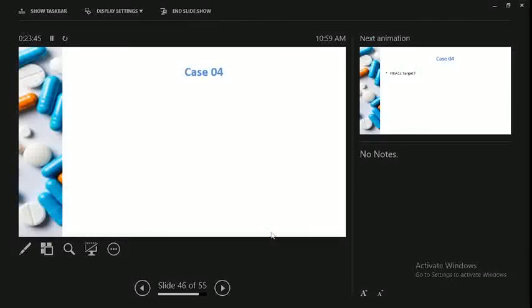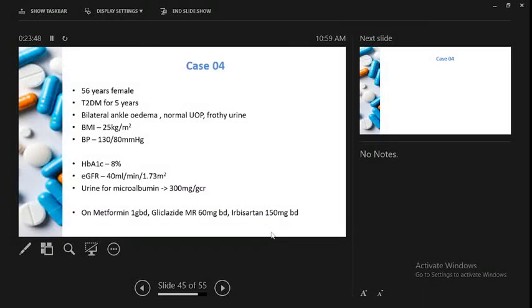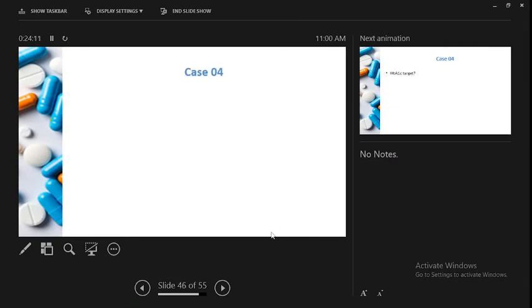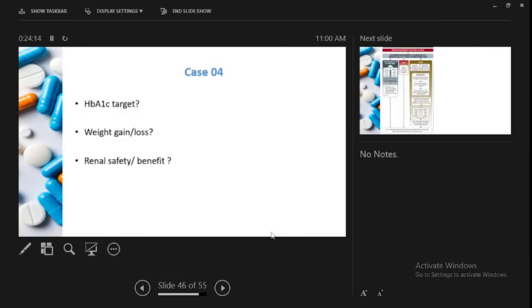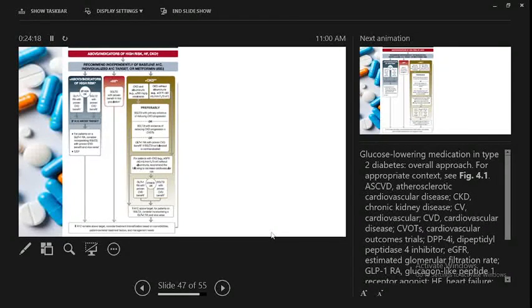So let's look at the last patient. It is a 56-year-old female with type 2 diabetes, presenting with ankle edema, a BMI of 25, blood pressure of 130/80 and HbA1c of 8%. She has an eGFR of 40, which is CKD 3, and urine microalbuminuria of more than 3. She's on metformin, gliclazide, and irbesartan, which is an antihypertensive. Again, what is the HbA1c target? Are you worried about weight gain or loss? And what is the renal safety or benefit?